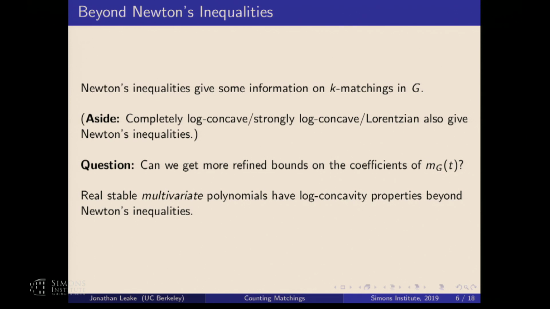So like I said, let's try to generalize these log concavity properties. We know that real stable multivariate polynomials have some properties beyond just these Newton's inequalities. Maybe we can use these to get what we want. Okay, so I'm now going to move on in another direction. This was just to set up why we might expect to have these log concavity properties in the situation that we want. Are there any questions before I move on to the next thing?